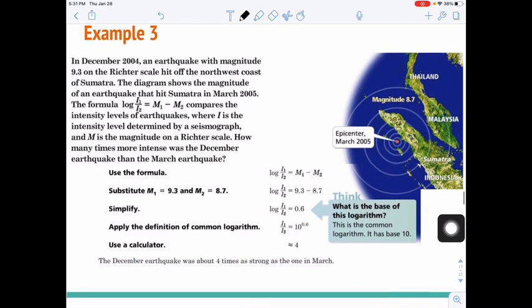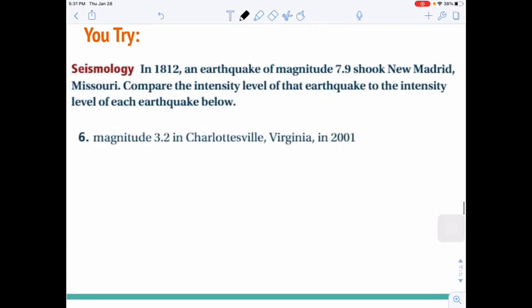The work for this problem is written out on the next slide, and now I would like you to try number 6. In 1812, an earthquake of magnitude 7.9 shook New Madrid, Missouri. Compare the intensity level of that earthquake to the intensity level of each earthquake below. So for number 6, we have a magnitude 3.2 in Charlottesville, Virginia in 2001.